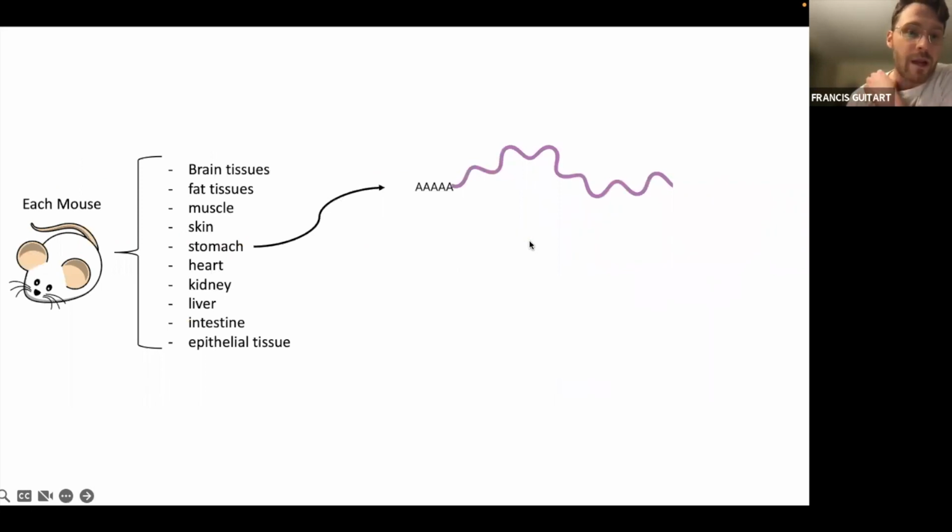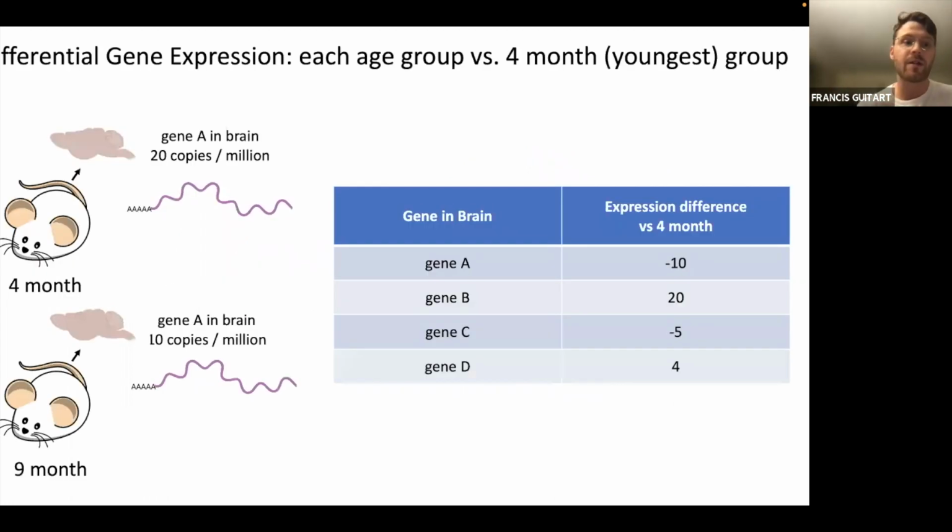And with each of these sacrificed mice, they separated the tissues and then generated RNA sequencing with each of those tissues. The whole idea of this investigation was then to compare one particular cohort, one particular age of mice, against the youngest, which was the 4-month-old. So for each particular tissue, like in this example in the brain, we have some gene A, which had an expression difference between the 9-month and the 4-month-old mice of around -10. That's just an example.